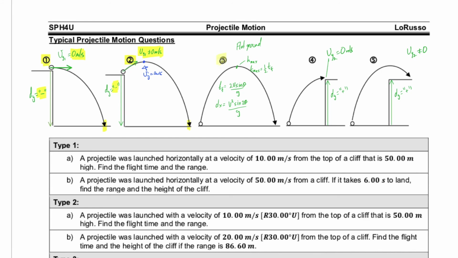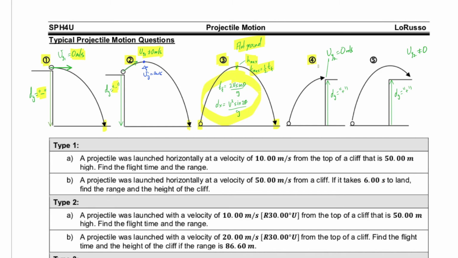Our type 3, this is your flat ground type problem. And with the flat ground type problem, it is important to note that the height at the start and the height at the end is 0, which means that the displacement in the Y from the start to the finish is actually a total of 0. But in the middle, right here, that's where we reach our maximum height. So our maximum dy, our displacement in the Y, or our max height, and the time to reach that point is half of the flight time. And it's with these questions where we can use these fancy formulas that we just derived.